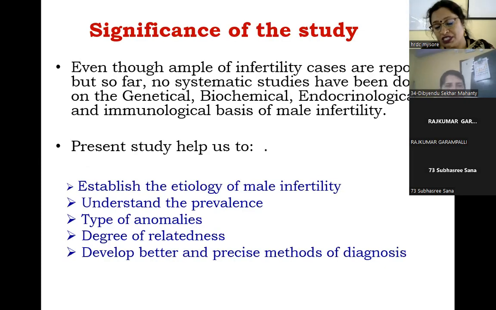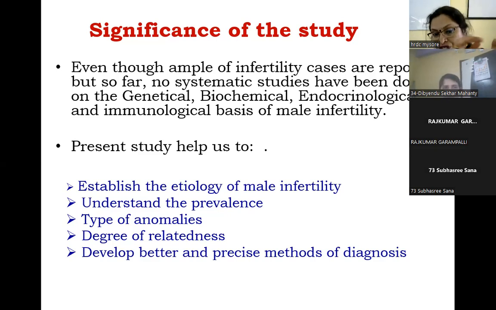And why we have to take up this study, why studies on infertility are very important: even though there are people working on infertility and cases are reported, no systematic studies have been done on the genetical, biochemical, endocrinological and immunological basis of male infertility. People might have taken either endocrinological or genetic or some other immunological aspect, but holistically, from all round, they have not approached this aspect. So the present study helps us to establish the etiology.